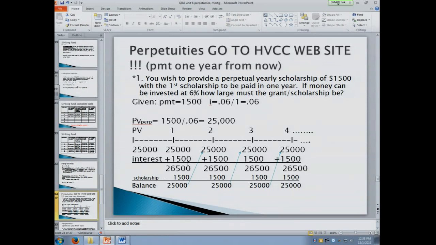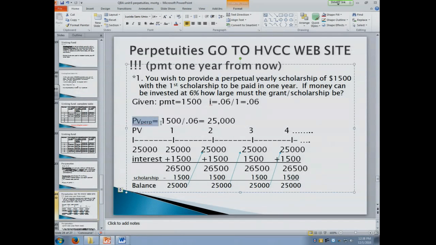You wish to provide a perpetual yearly scholarship of $1,500 with the first scholarship to be paid in 1 year. If money can be invested at 6%, how large must the scholarship be? So you want to give a scholarship of $1,500. That's the payment. That's the annuity. I is 6% divided by 1, or 6%.